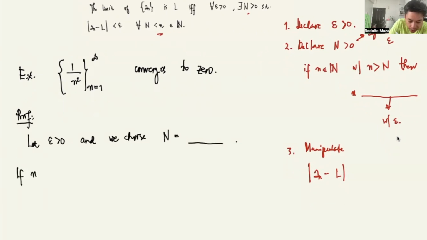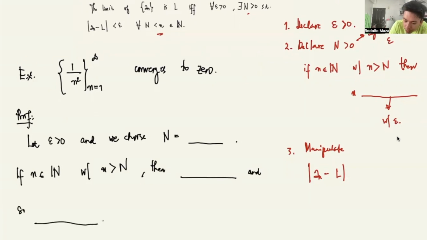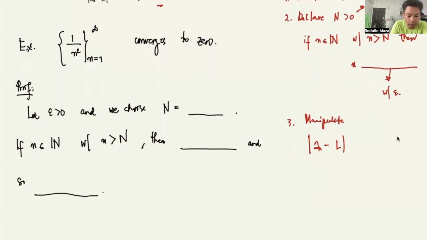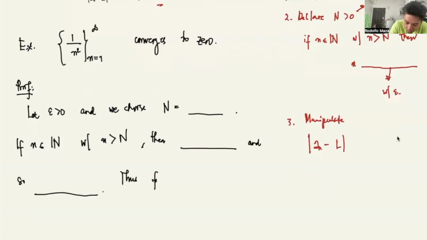So if n is an element of natural numbers with n greater than capital N, then ano nga yun? Meron tayong relationship ni N with respect to the epsilon. Ang problema lang, hindi pa rin natin alam. So, leave muna natin ng blank. And so, blank. Ito yung parang conclusion dito. Yan. Okay. Thus, for n an element of natural numbers, so any natural number n with n greater than capital N, pwede mo nang hindi ito isulat kasi nakasulat na yan sa taas.